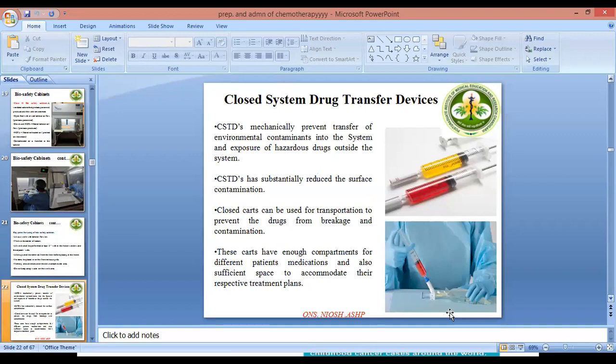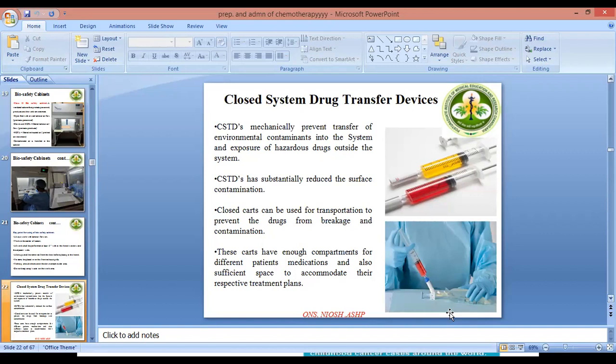Closed system drug transfer devices are not used in our setting, but they are mandatory. A closed system transfer device mechanically prevents transfer of environmental contamination into the system and exposure of hazardous drugs outside the system. CSTD has sustainably reduced surface contamination, so it is necessary for chemotherapy preparation.